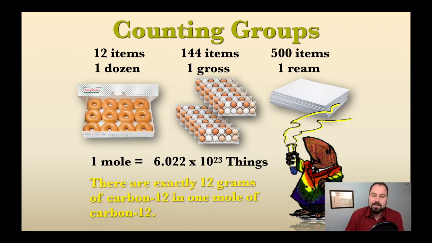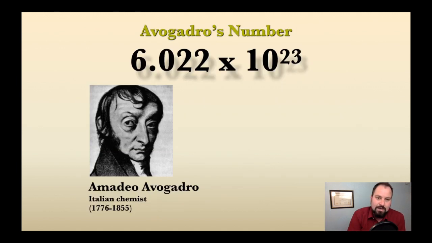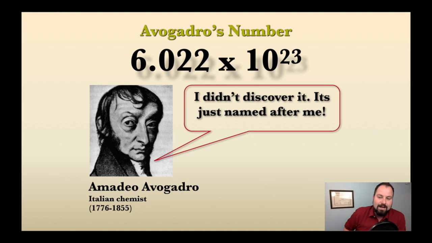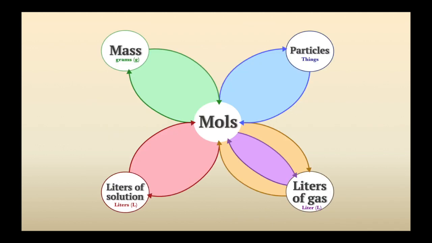And so for us, the quintessential thing to say about this is that 12 grams of carbon-12, that specific isotope, is 1 mole of carbon, and that's where we get that number from. Now this number comes from Avogadro, 6.022. He didn't actually discover it, but he was a famous chemist, and we will talk about what he did a little bit later.